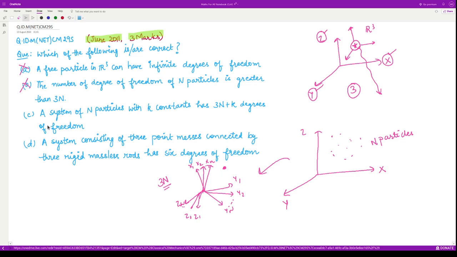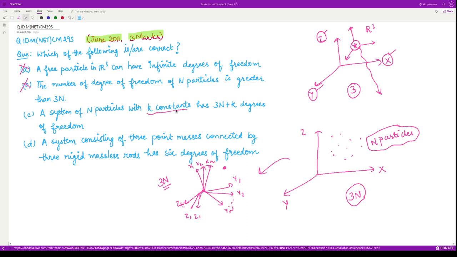Now coming to the third option, we are saying a system of n particles with k constraints has 3n plus k degrees of freedom. Now this is the system of n particles. We know if we have a system of n particles, its degrees of freedom are equal to 3n when it is completely free. But now they are saying we have k constraints acting on it.